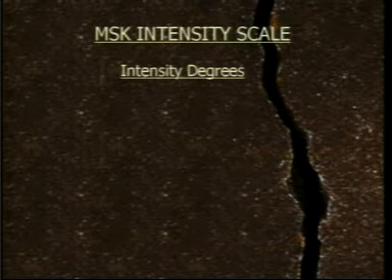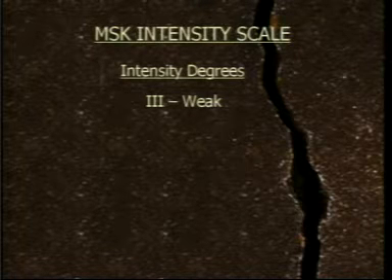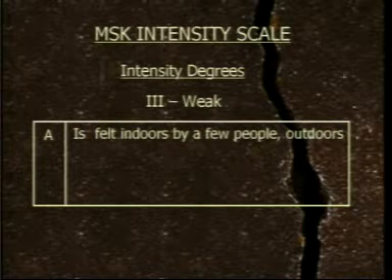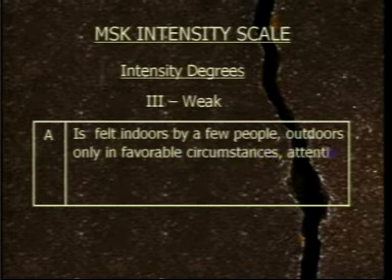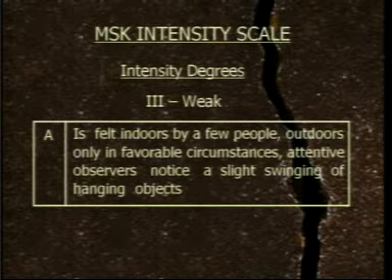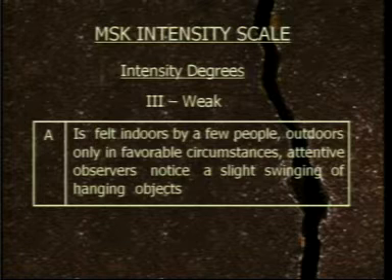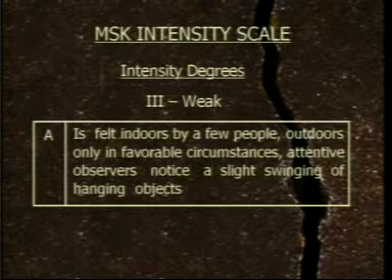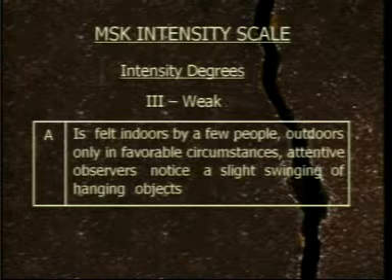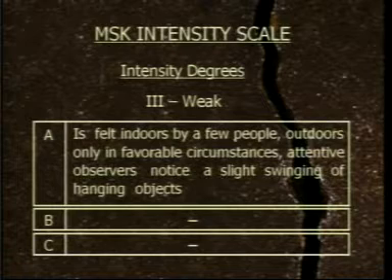Now, let us see intensity 3. Intensity 3 is the weak intensity. The A part consists of the earthquake felt indoors by a few people, and please see that this few is a predefined word. Outdoors only in favorable circumstances. Attentive observers notice a slight swinging of hanging objects, somewhat more heavily on upper floors. Here also B and C are absent.